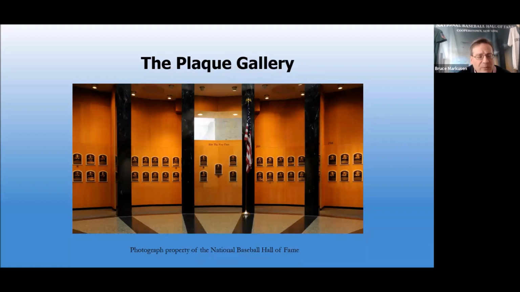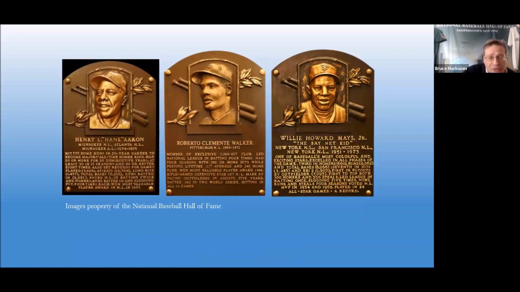And when I say Hall of Famers, I'm basically talking about the greatest players, greatest managers, umpires, executives, and pioneers in the history of the game. Here are 3 of our Hall of Famer plaques, and they all tie into our subject today of cultural diversity. On the left and on the right, you've got plaques for Hank Aaron and Willie Mays, respectively.